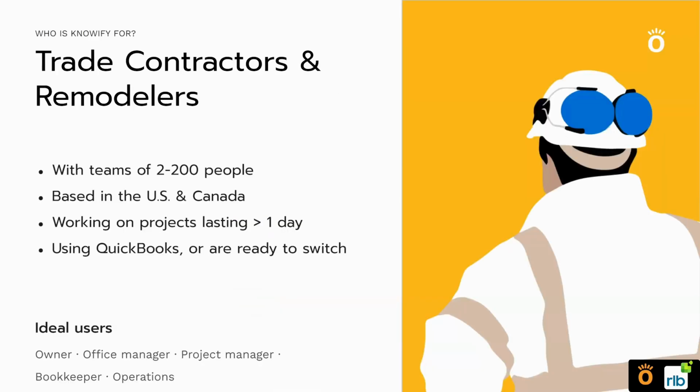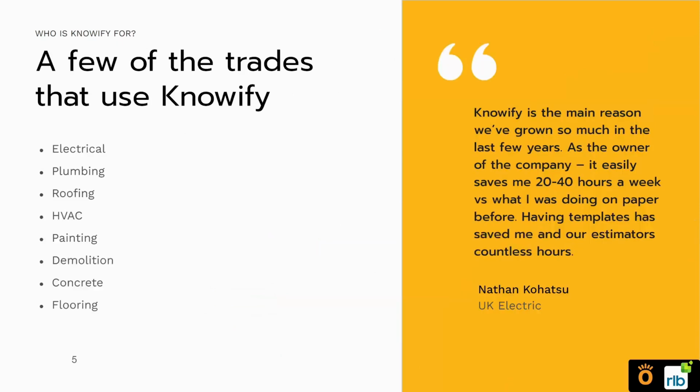When we say trade contractors, who are we talking about? We mean teams between 2 and 200 people who are doing at least some work that's lasting longer than a day. It's not all just dispatch work. These are folks who are working on projects that last weeks, months, or years, and there's some level of complexity to them. They're based in the US and Canada, and they're either using QuickBooks today or they're ready to switch to QuickBooks. You can see just a few of the trades that use Knowify for example: electrical contractors, plumbers, roofers, HVAC, mechanical, masons, glazers, and so on.